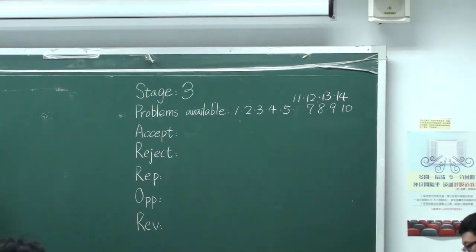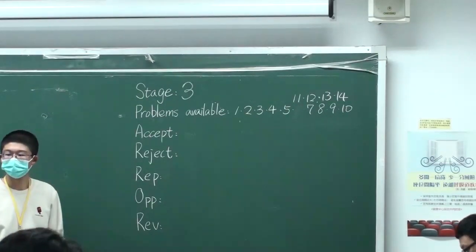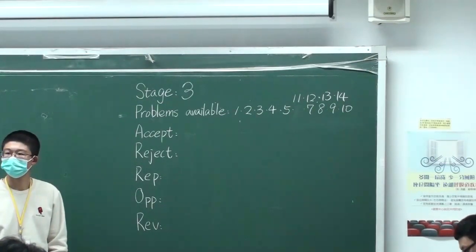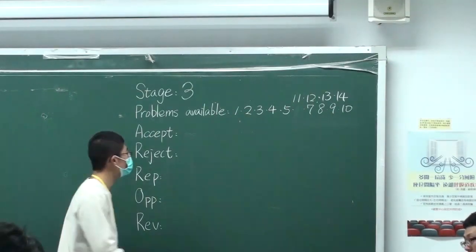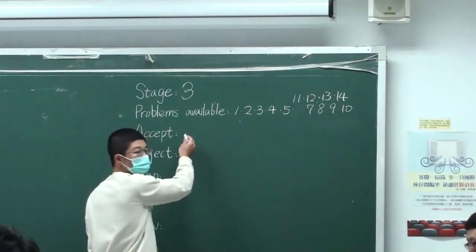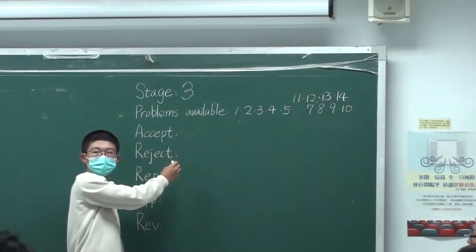Which one? Number 3, okay. Problem number 3, Lato. So we have 1 minute to decide: accept or reject. Okay. The problem has been accepted.